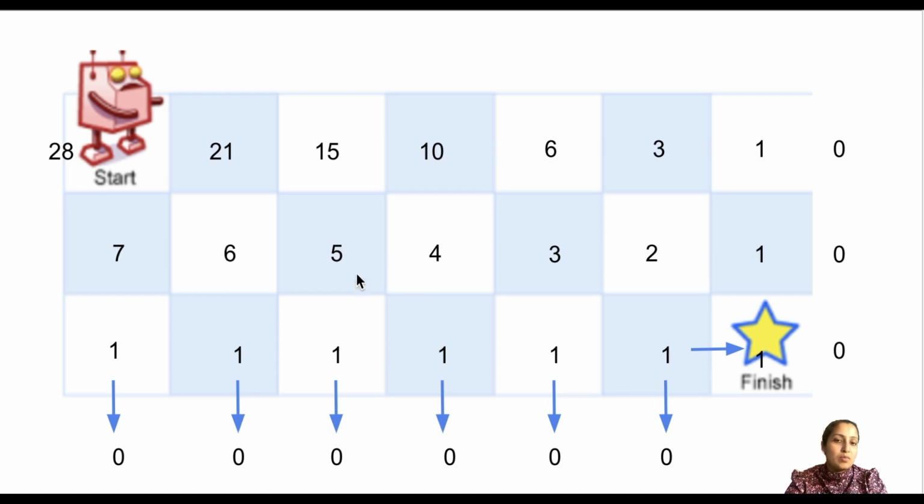Same way, 4 plus 1, 5. So there are 5 unique ways to reach here. Now from 5 plus 1, 6. So 6 unique ways to start from here and reach the finish line. Same way, 1 plus 6, 7. Now you can go upwards and check. So 1 plus 2 is 3. 3 plus 3 is 6. 6 plus 4, 10. So 10 unique ways if you start from here to reach the finish point. 5 plus 10, 15. 15 plus 6, 21. And finally 21 plus 7, 28.